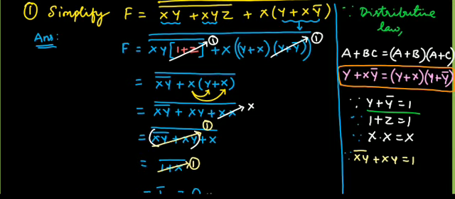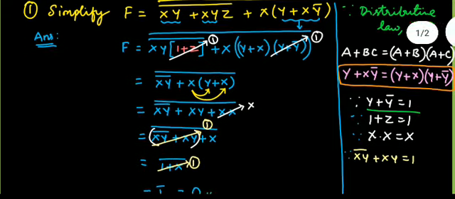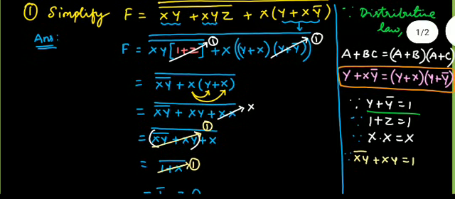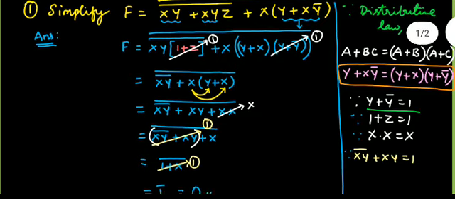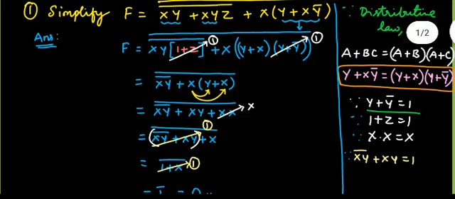Right? So we'll see the problem. Problem number 1. Simplify. Here there is no implementation, nothing is given. Only we need to simplify the expression whatever given in the question. So we'll see the first problem. Simplify f equal to xy plus (xyz)' plus x(y plus xy')'. So this is what the problem given.